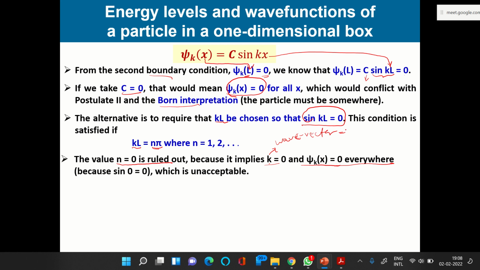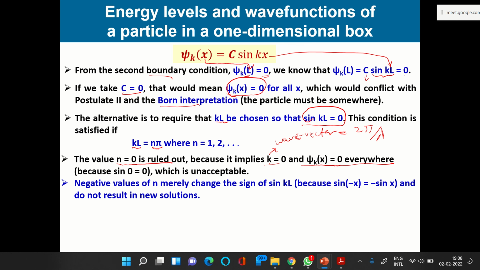I am saying again and again, k is equal to 2 pi by lambda. So this cannot be 0, otherwise it has no meaning. So n = 0 is not acceptable. We have to start with n equal to 1, the lowest possible acceptable value. Negative values of n will have no meaning, because sine of minus x is minus sine x and they do not result in a new set of solutions, so you are repeating the same thing.